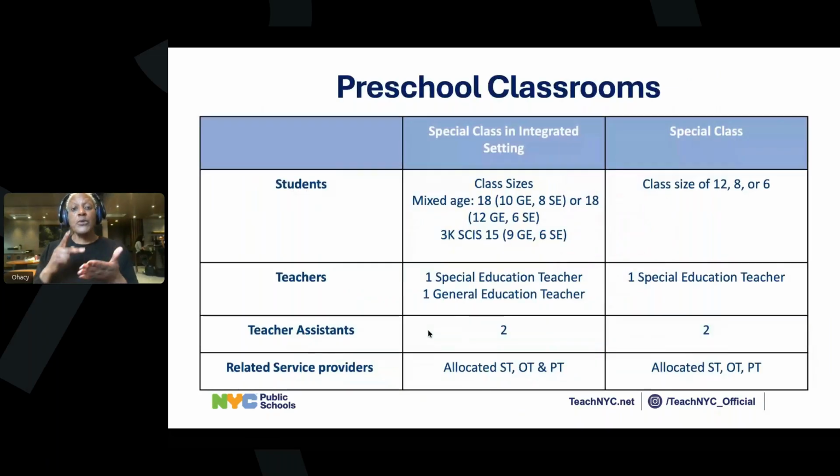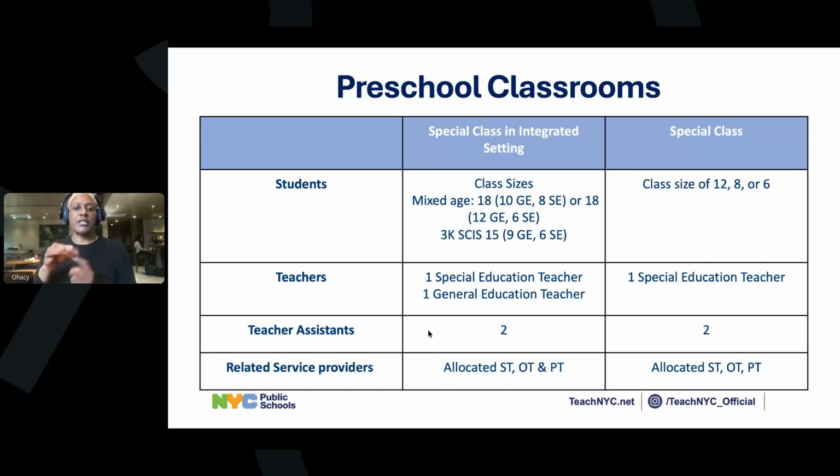Preschool classes have a variety of settings. So there's special class integrated setting, and then you have special class. So what's the difference between these? We have it here on the screen. So in a special class integrated setting, the class size might be mixed. So you have 18 students, which might look like 10 general education students and 8 special education students, or 18 students might be 12 general education students and 6 special education students.